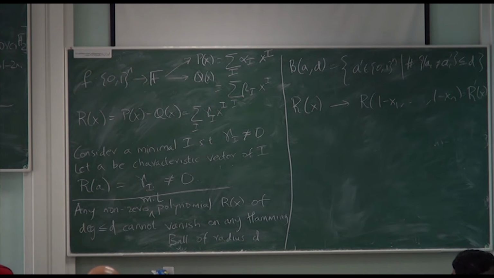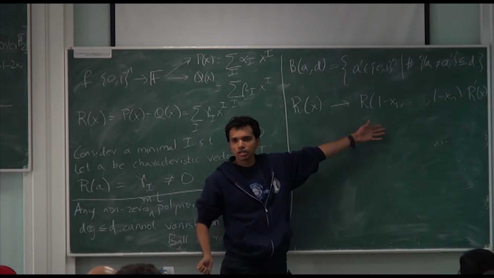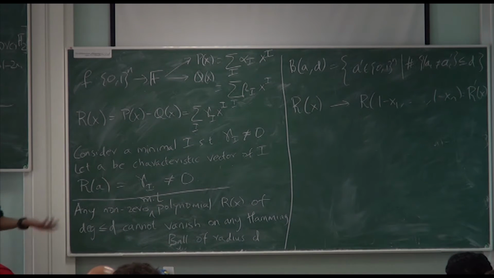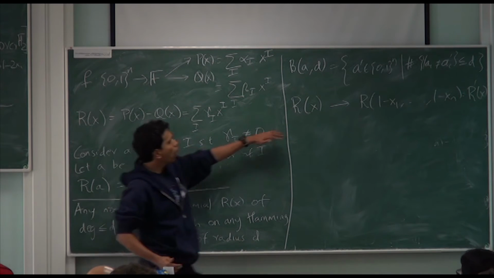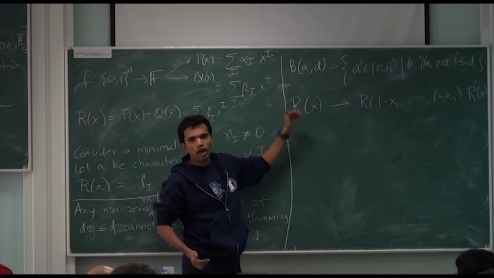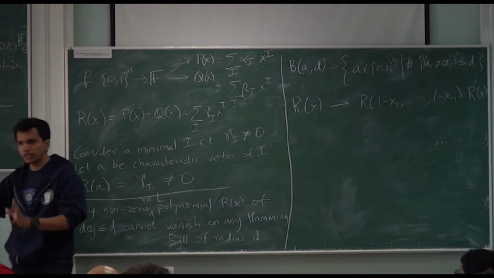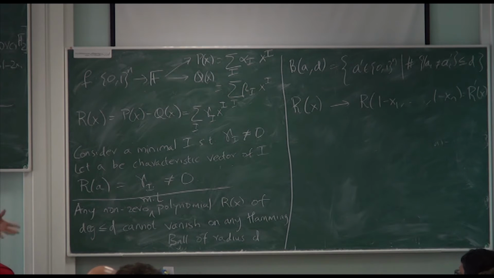And now R prime of x is a non-zero polynomial because R is non-zero somewhere. It's of degree at most d because I'm just making a linear substitution of variables. And being a non-zero polynomial of degree at most d means that it does not vanish at some input of Hamming weight at most d. In particular, that input of Hamming weight at most d for R prime is a point in the Hamming ball of radius d around the all ones vector for R. So just by moving the polynomial all over the place, you can find lots of non-zero points.